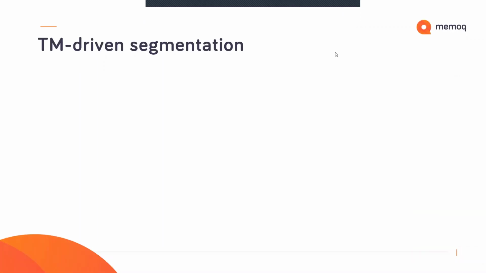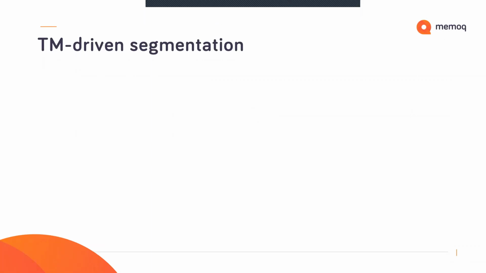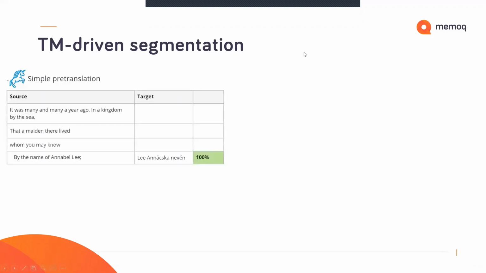Okay, so TM-driven segmentation. TM-driven segmentation is a feature that has been there in memoQ for years. There was a bit of time when it was completely broken, but it's been back for a while now. What is it about? So when you have a text that for some reason was badly segmented, and even though you have already translated pretty much this, because of the bad segmentation, pre-translation doesn't help you.